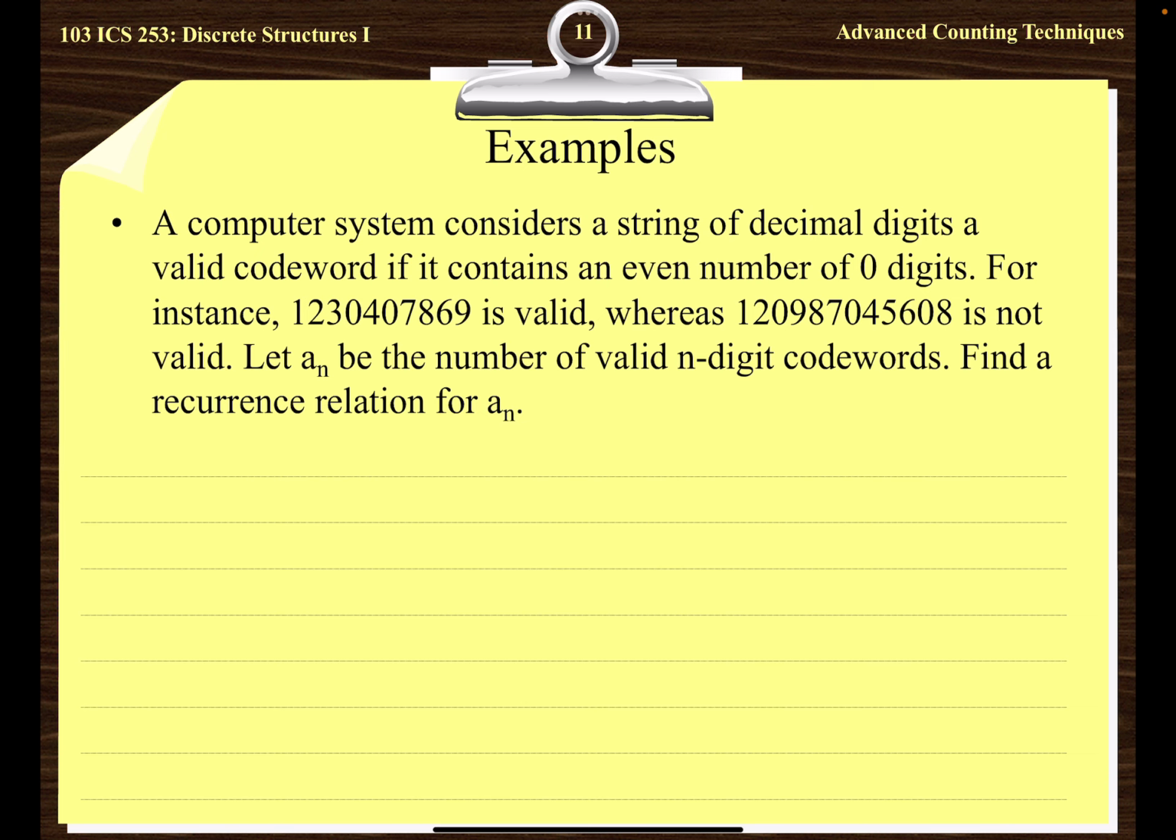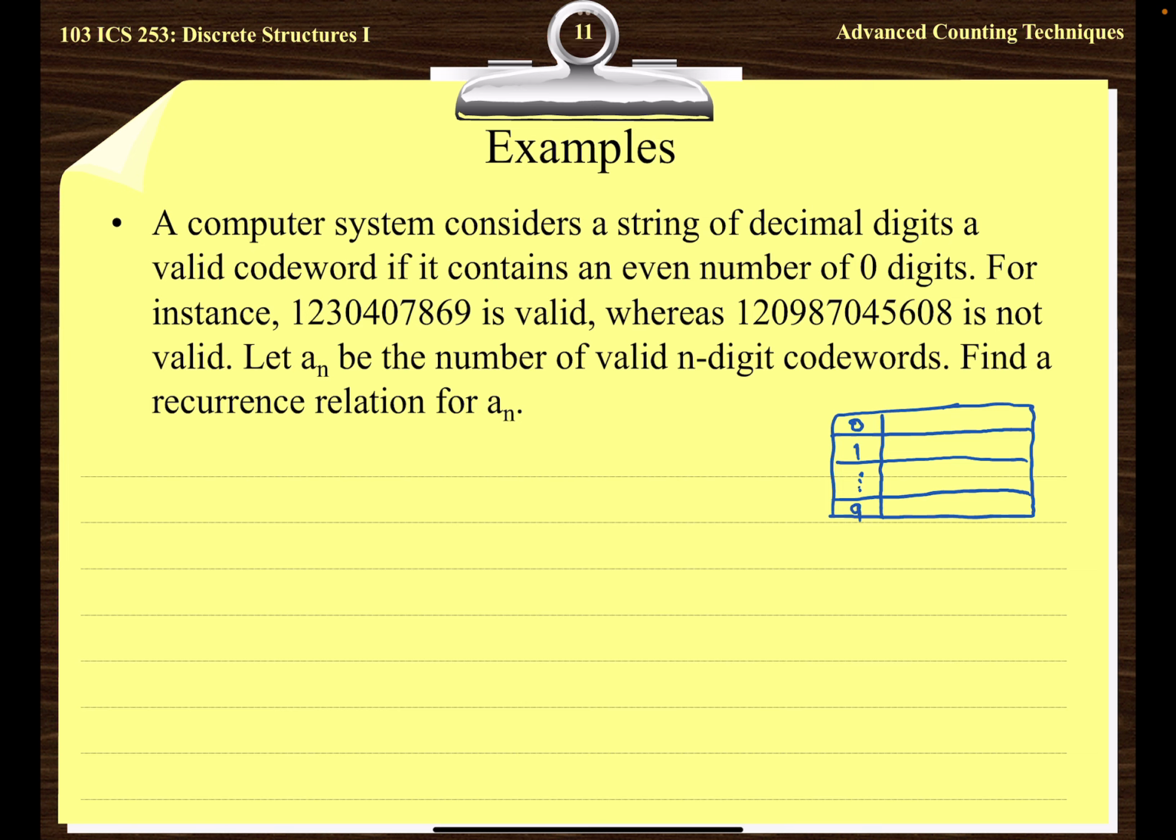Okay, come on guys. Any ideas? First of all, what are we going to do? How many cases are we going to consider? The code word should start with a 0 or a 1, and so on up to 9, right? Is it the same for all the digits? Let's see now, we have an even number of zeros.